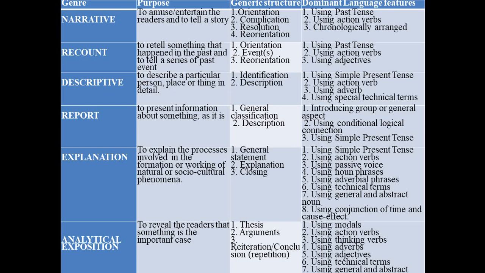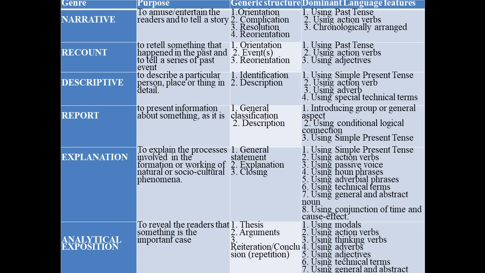This is a type of genre, and its purpose is to amuse and entertain the readers and to tell a story. If you look at the generic structure of the narrative genre, you can see four parts: orientation, complication, resolution, and reorientation. And in dominant language features, you can see past tense, action verbs, and chronologically arranged events.